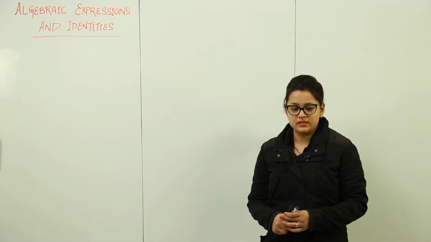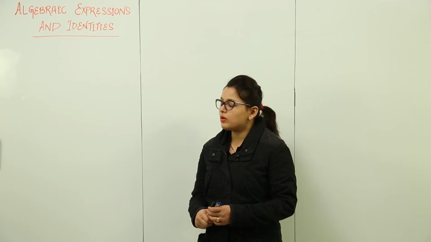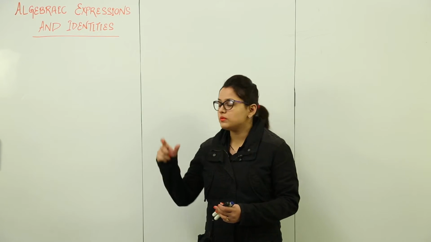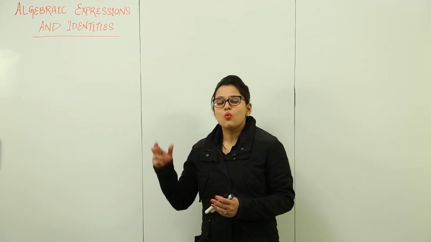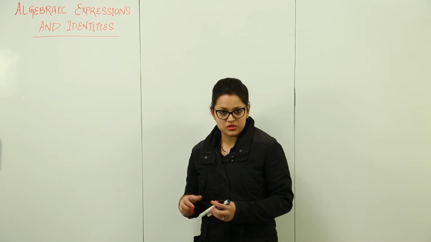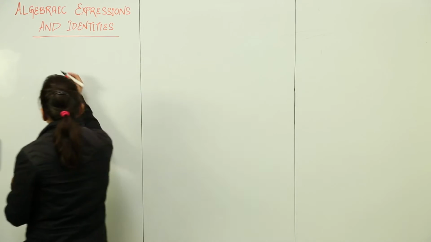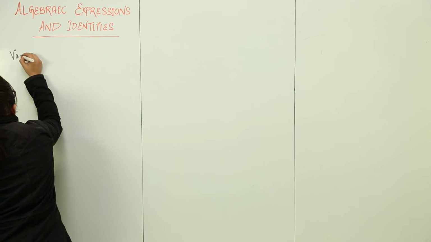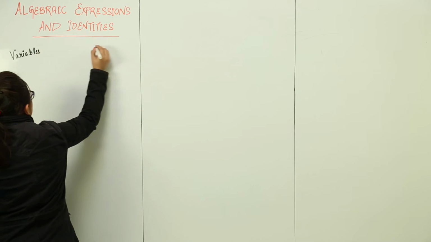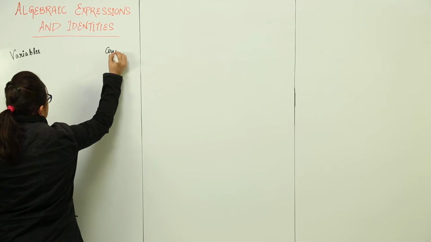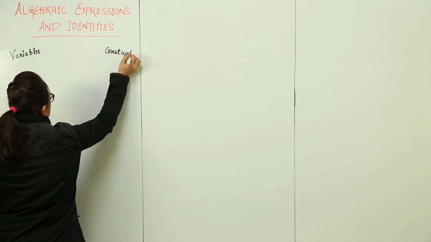The topic for today is algebraic expressions and identities. Before moving on with the topic, I will go to the basics of the topic, that is, what is actually an algebraic expression. Now, an algebraic expression consists of two things, variables and constants. What is the difference between variables and constants?